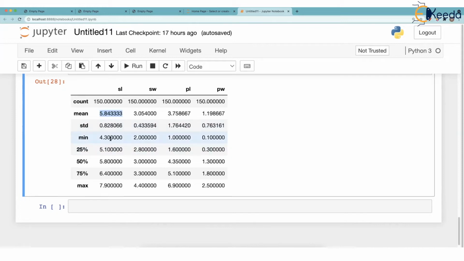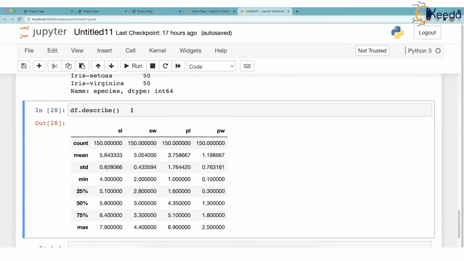Of course, you know what is min, what is max. And I said earlier that I'm not describing the percentiles right now, but that is very interesting again. So that is what describe does. And remember, it describes only numeric columns.